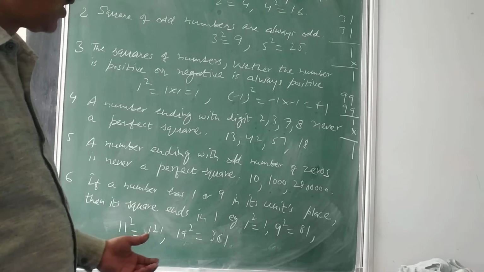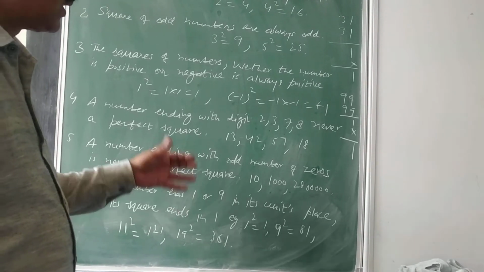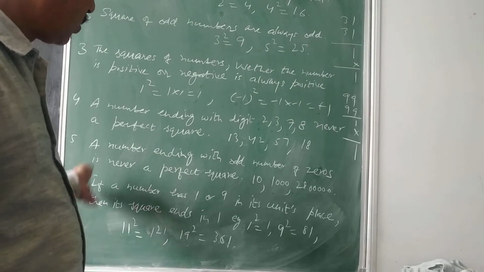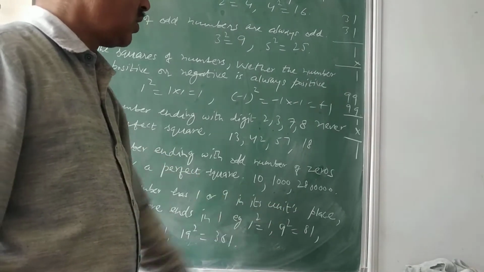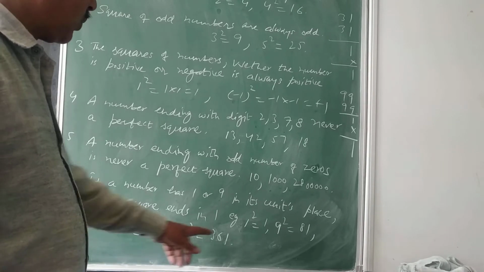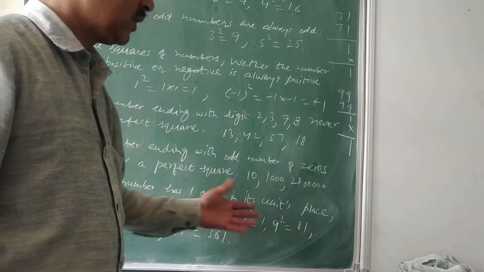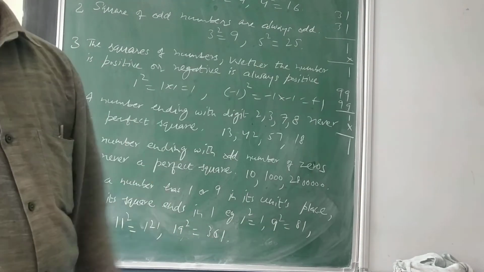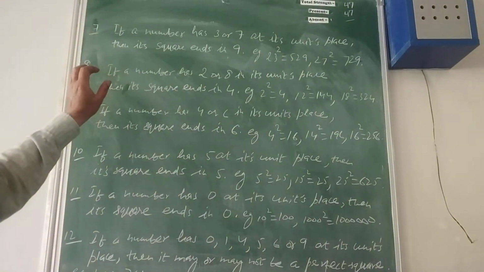So if the number is ending with 1 or 9, that is unit space, so their square will also be ending with what? 1 or 1 only, 1 or 1 only. Whether that is a square of 1 or whether that is a square of 9.